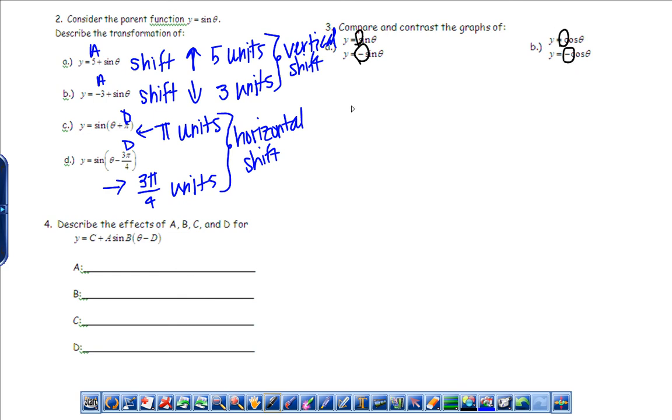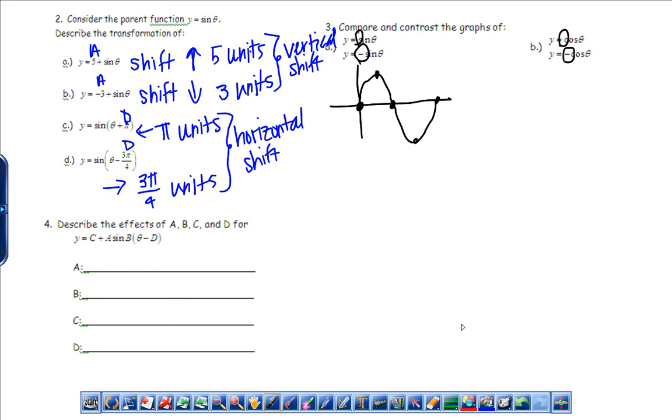Okay, I'm going to draw my original sine and my original cosine. So if you have your graph, remember sine starts in the middle, goes to the top, middle, down, and middle. So this is my original sine. So what happens when I throw a negative in front of it?